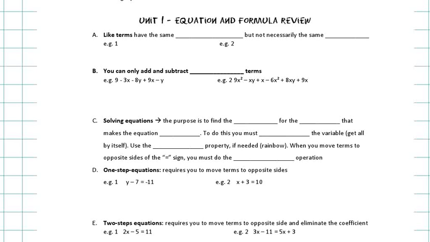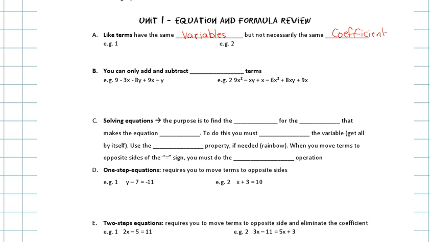So we're gonna start by talking about like terms. Like terms, they have the same what? They have the same variables, right? So they must have the same variable, but not necessarily the same number. We call it the coefficient. Remember that?